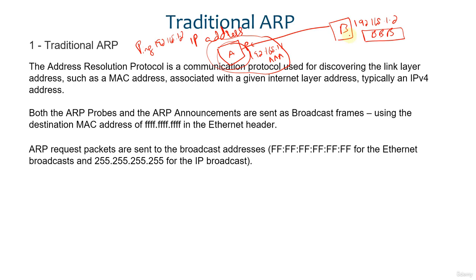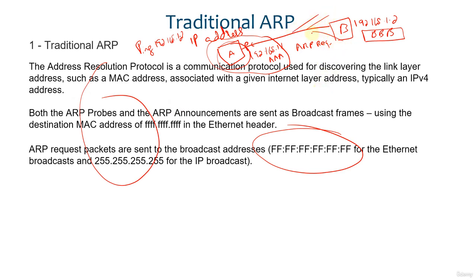To know the MAC address of computer B, computer A will send an ARP request, which will be broadcast, as you can see over here. So it is going to send a broadcast which will be heard everywhere. But B will check the frame and see, yeah, this is me, 192.168.1.2. So computer B is the only one that replies back with its own MAC address, which is BBB.